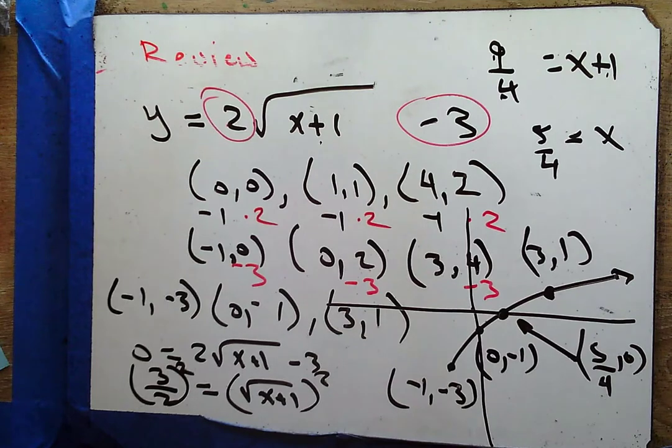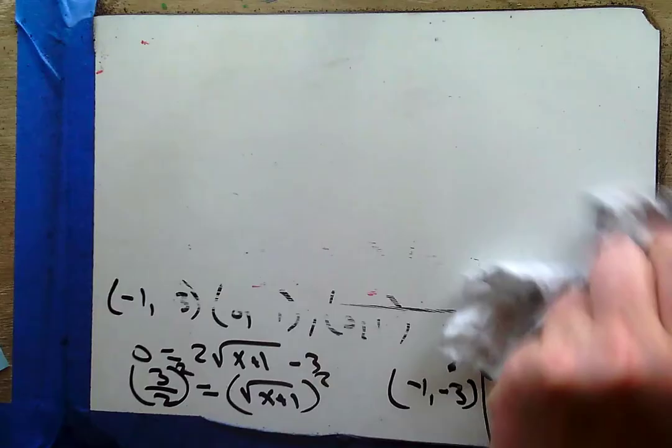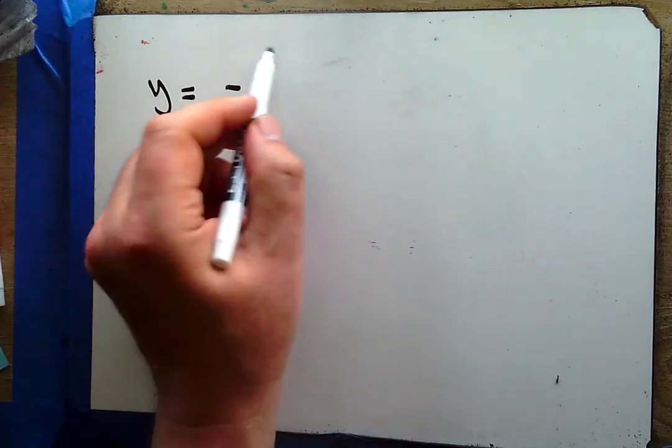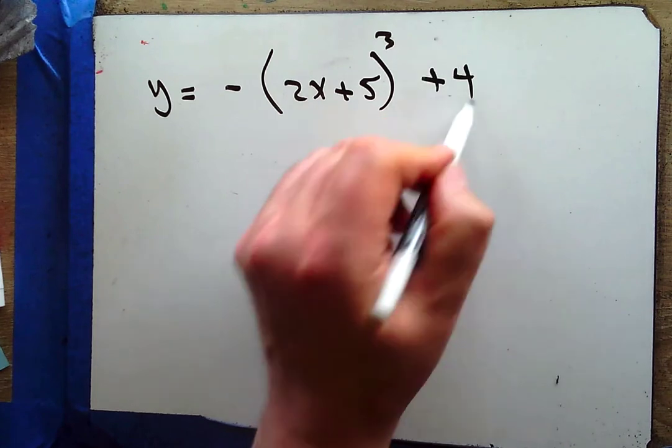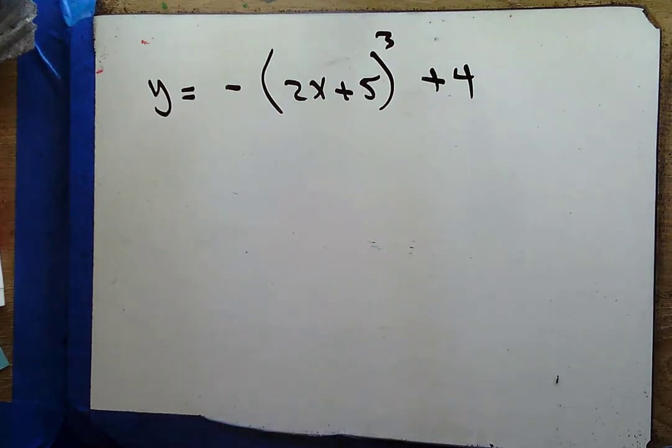All right. That was good. And one last graphing problem, and then we'll call it a day. Oh, no, wait. We have to play What's My Quadrant. All right. So, this is the last one. y equals negative 2x plus 5 cubed plus 4. Please graph that one.